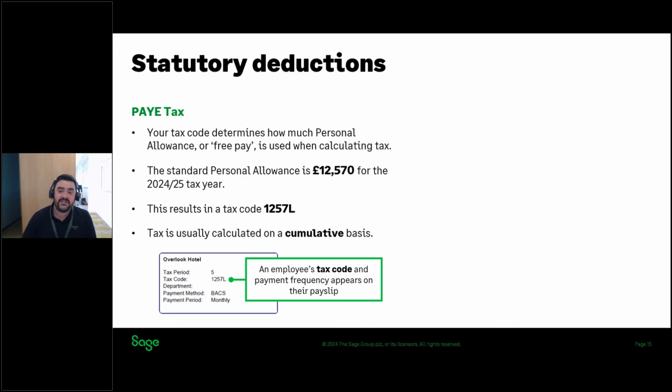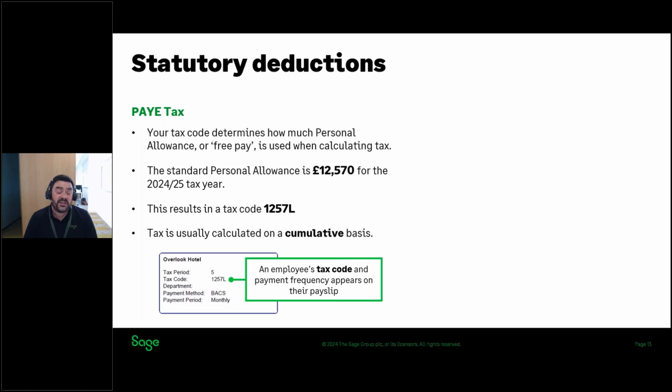Now, the standard personal allowance in the UK is currently £12,570, and it's actually been that level since 2021, when the government froze the personal allowance, as well as the higher rate tax band, for a period of 5 years, which is up to and including 2025 to 26. So that £12,570 results in a tax code of 1257. So you drop the last figure of the personal allowance to give you the number 1257, and often it ends in L, which is the suffix used for employees with pretty standard tax affairs.